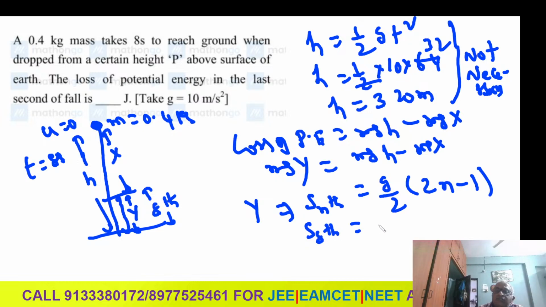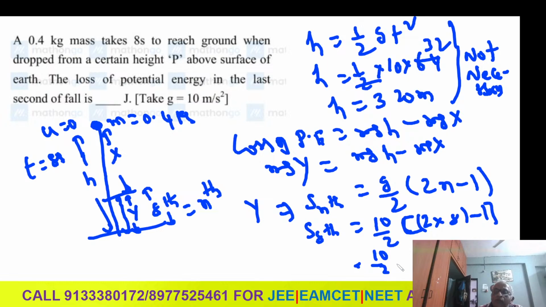N is nothing but what? S 8th is g by 2, that is 10 by 2, into (2 into 8 minus 1). 2 into 8 is 16. N is nothing but 8. 16 minus 1 is 15. 10 by 2 times 15, that is 150 by 2, 75 meters. That is the distance traveled. So multiplied by mg, the m gets cancelled. So 75 meters means mg into 75.